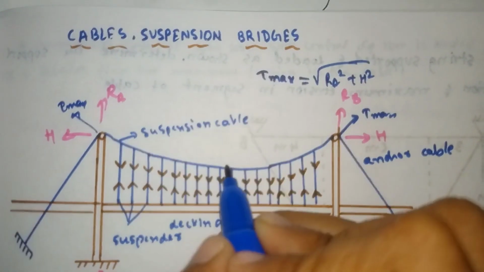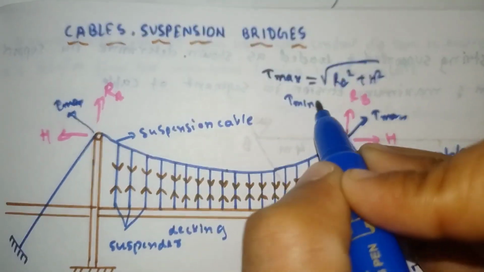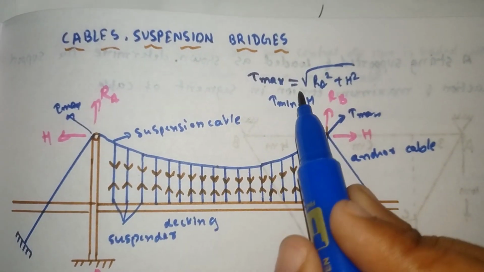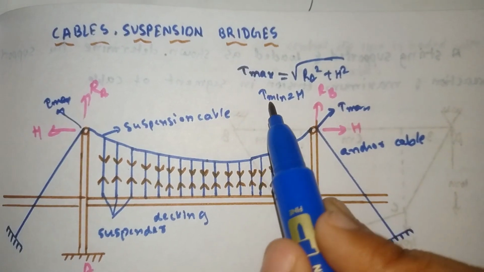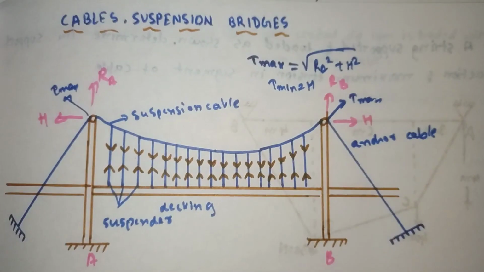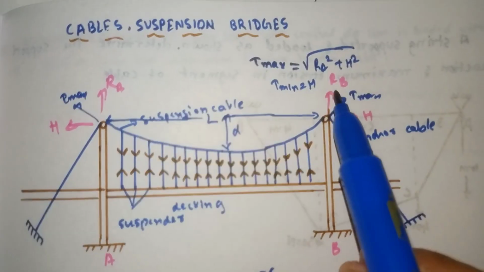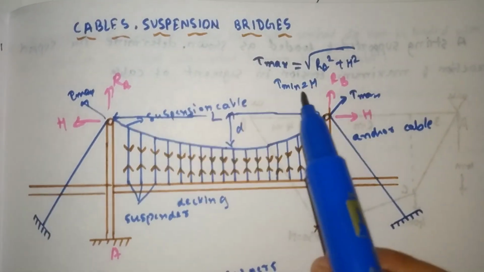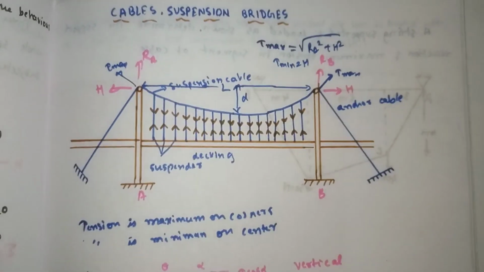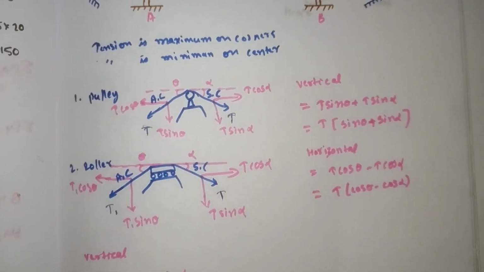Our T minimum always comes at the center. The T minimum formula is equal to H. So our H value is always equal to the T minimum. These are the formulas for calculating the T maximum as well as T minimum. These two will be required while solving the problem. RA and RB values will be the same, and our T minimum value will always be equal to H. This is the formula we require while solving the problem.